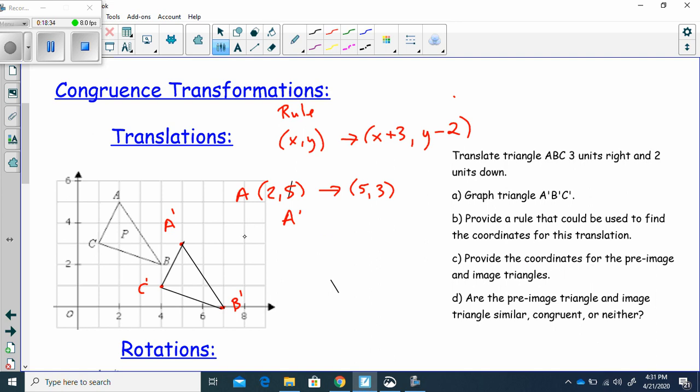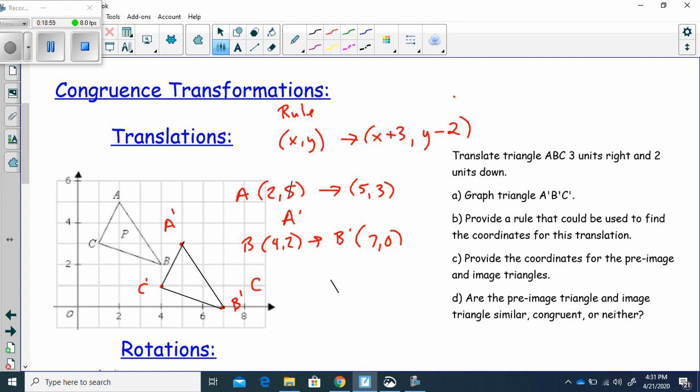Let's see. We did A. Let's look at B. B was at 4, 2. And B went to, what was B prime? B prime, which was 7, 0. Doesn't that make sense? I added 3 to the X, subtracted 2 from the Y, right up here.